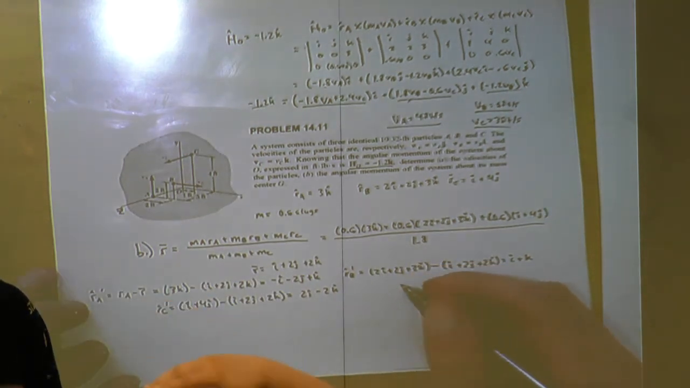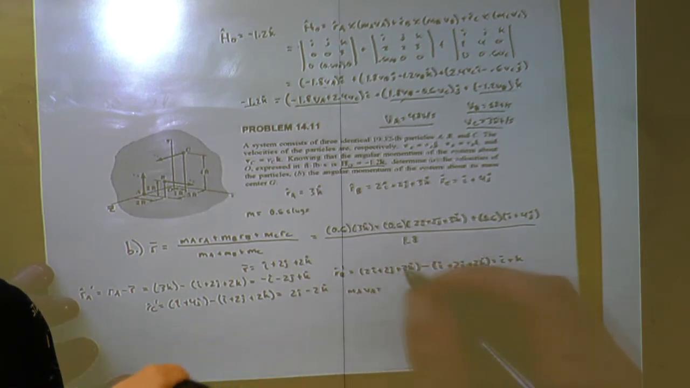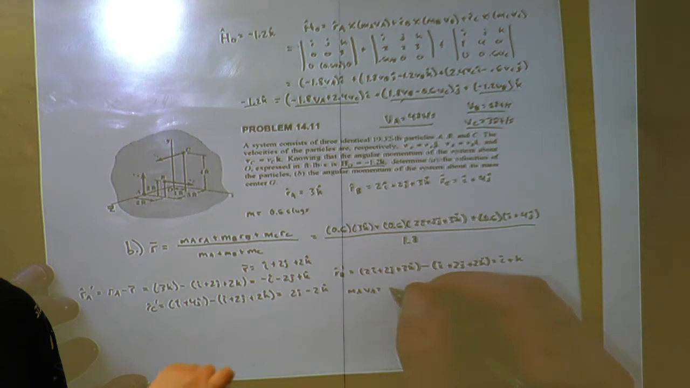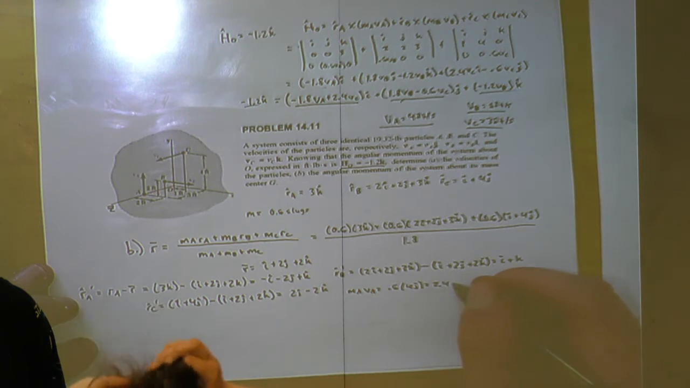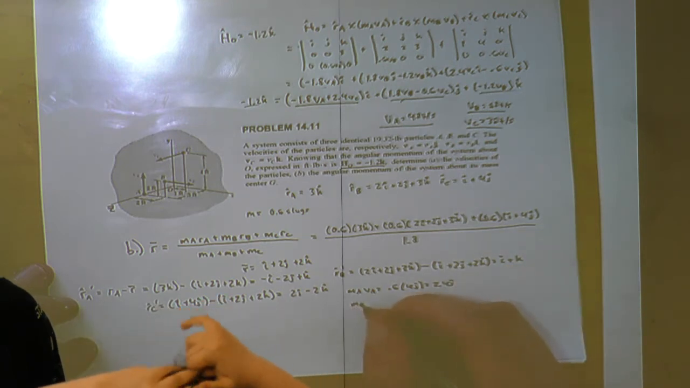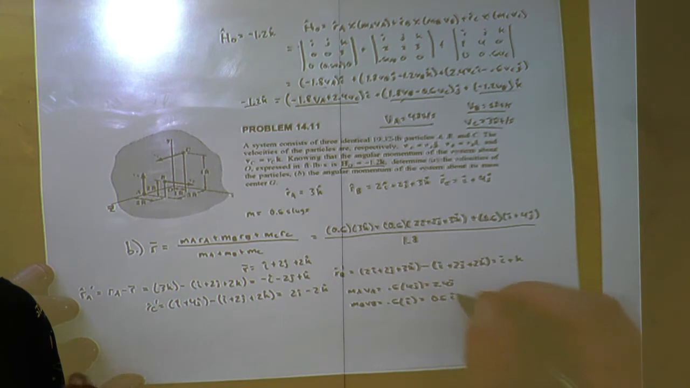And we're going to multiply the mass by each of the velocity vectors to get the momentum. And so it's going to be 0.6 times 4j equals 2.4j. For B, 0.6 times I is 0.6 I. And for C, it's going to be 0.6 times 3k, so 1.8k.